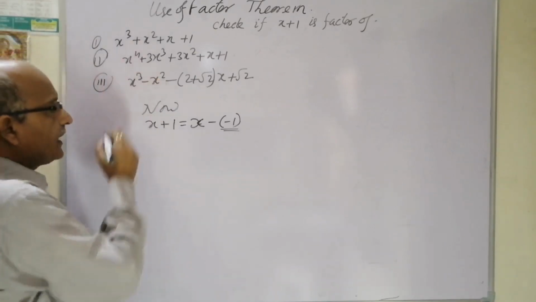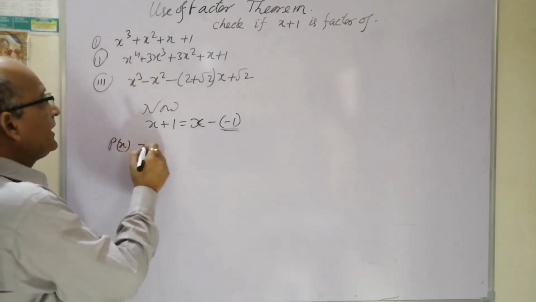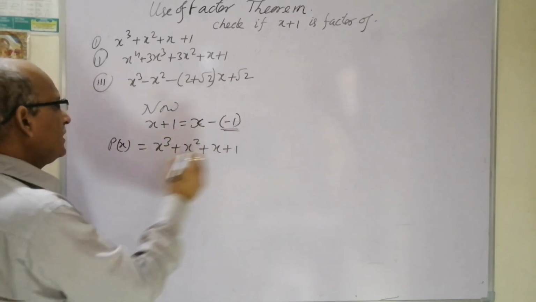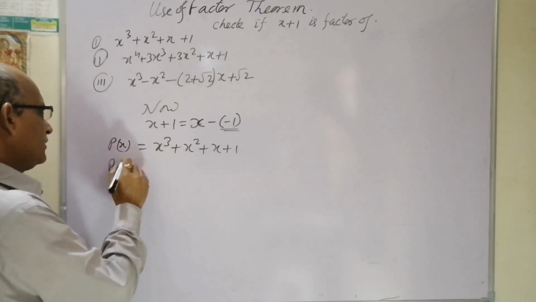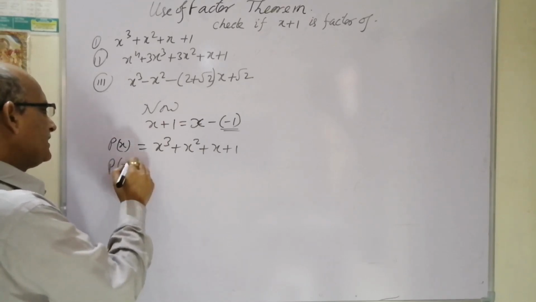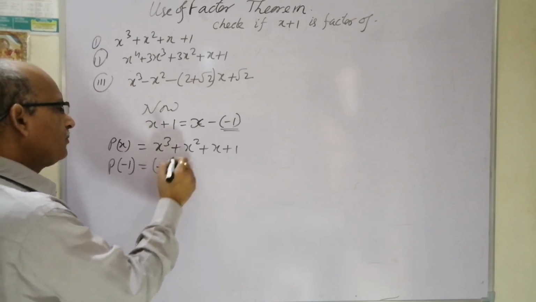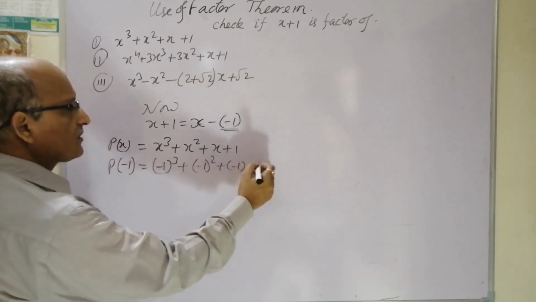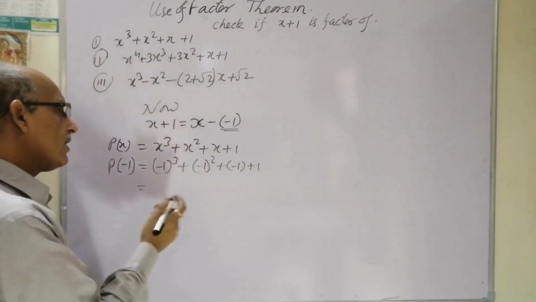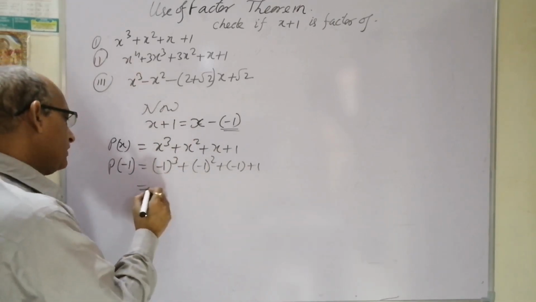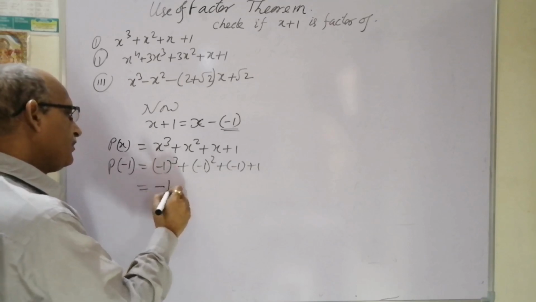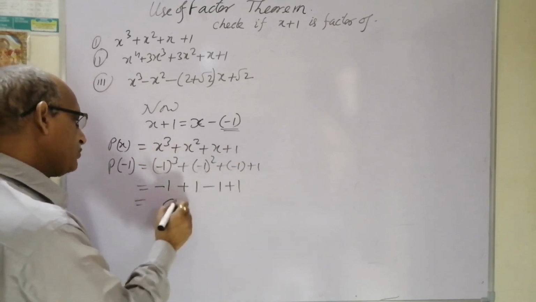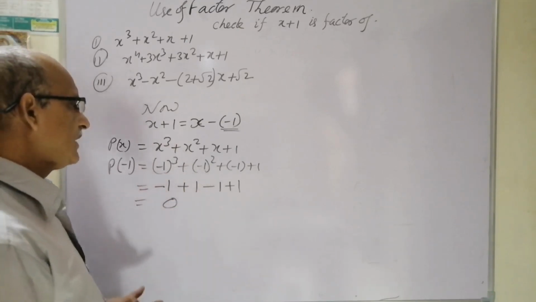Now P(x), we will take them separately. P(x) will be written as x cube plus x square plus x plus 1. So P(a) is P(minus 1), so minus 1 cube plus minus 1 square plus minus 1 plus 1. A negative number powered by cube will be negative only. Negative plus 1 minus 1 plus 1. So it is coming to be 0 finally. Plus 2 minus 2, that is 0.